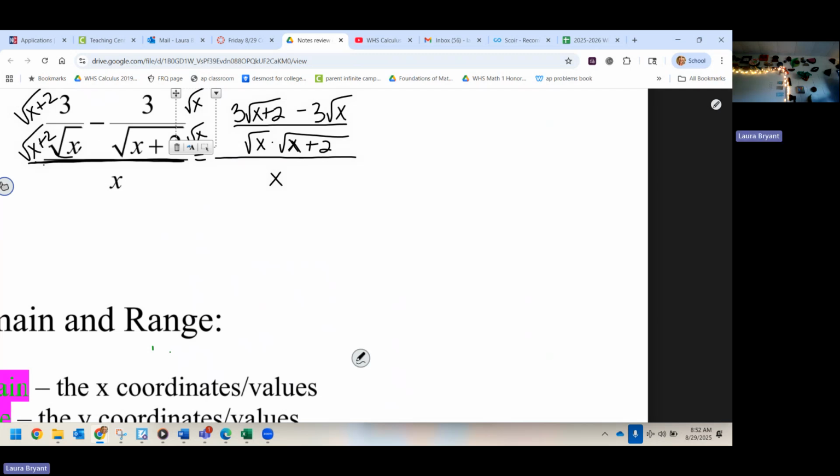I can't combine these though, because these are different radicals, right? Radicals work just like x's. Like if you got an x and an x squared, you can't combine them. So these don't combine. So just leave it like it is.